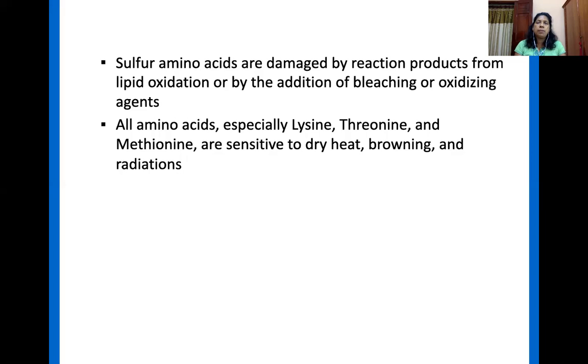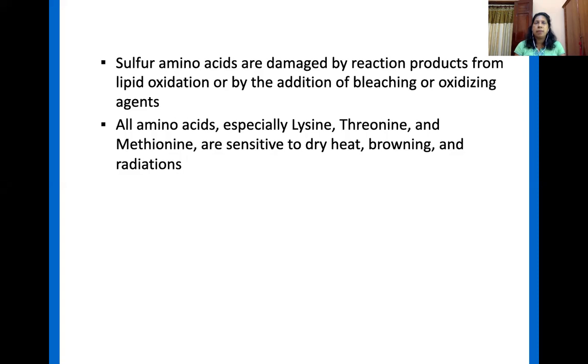Then all amino acids, especially lysine, threonine, and methionine, are sensitive to dry heat, browning, and radiation. Here, browning means direct dry heat. If we apply direct heat, browning can happen. Also radiation: these amino acids can be changed by radiation. In some situations we subject the product to irradiation, and irradiation can also damage these things, right?